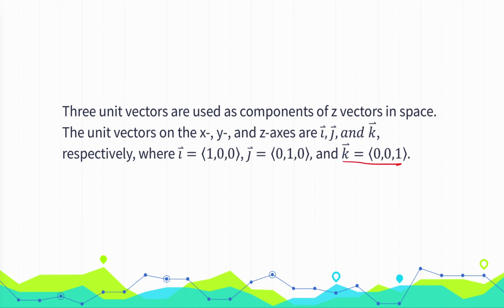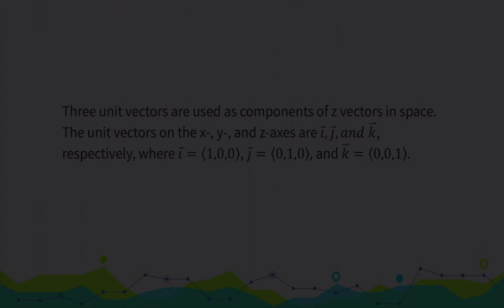So if I have some vector that is <2, -3, 5>, I can write that as 2i minus 3j plus 5k. 2 units in the x direction, negative 3 in the y direction, 5 in the z direction. And that's it for 8.3.